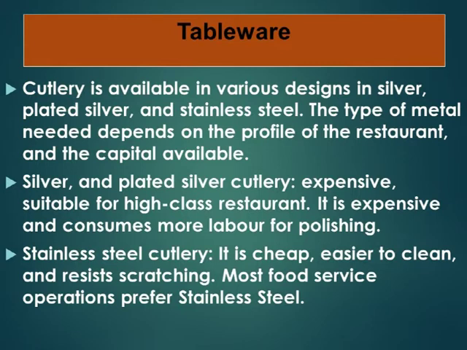Cutlery is available in various designs in silver, plated silver, and stainless steel. The type of metal needed depends on the profile of the restaurant and the capital available. Silver and plated silver cutlery is expensive, suitable for high-class restaurants. It is expensive and consumes more labor for polishing. Stainless steel cutlery is cheap, easier to clean, and resists scratching. Most food service operations prefer stainless steel.